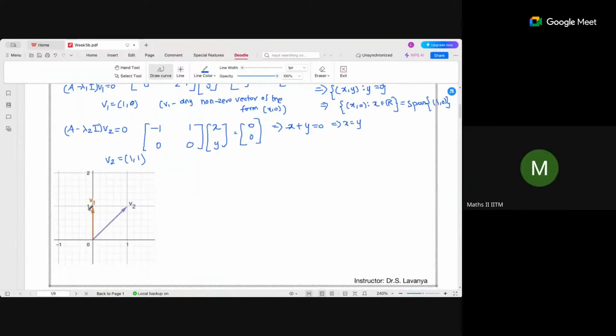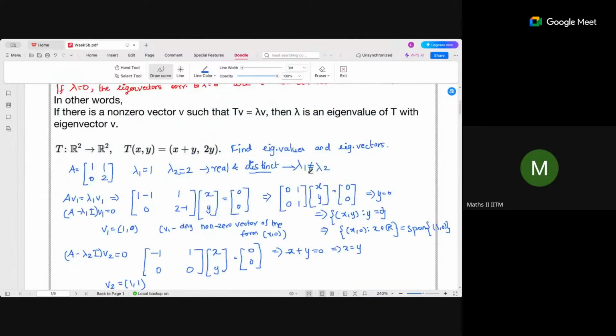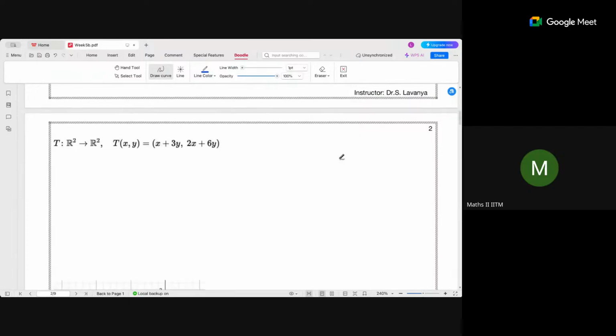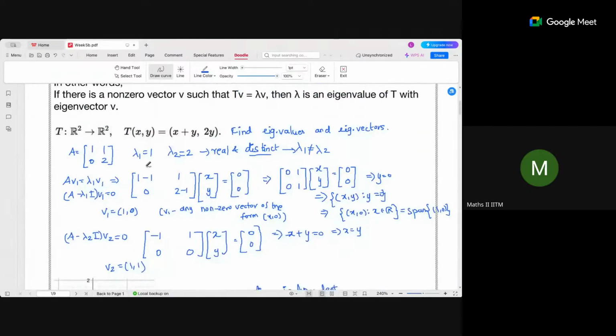All right. Now, what do you observe about v1 and v2? V1 and v2 are distinct, linearly independent. Okay, so we note that lambda 1 is not equal to lambda 2 and v1 and v2 are linearly independent. This is an important observation. Similarly, let's look at this one, and another important observation is also here.